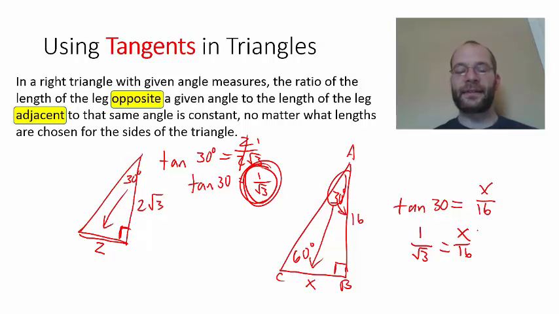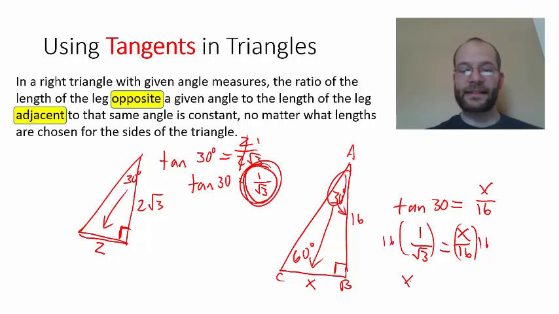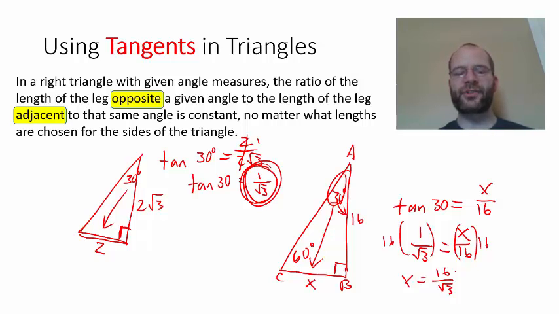How do we do that? There's a number of ways we can get there. The easiest way is to take the 16 and multiply both sides by 16. We end up with x is equal to 16 divided by the square root of 3. That is not simplest radical form, but let's just leave it there for a moment just to make sure we know what we're doing. I say that using the tangent ratio, we discern that x is equal to 16 divided by the square root of 3.